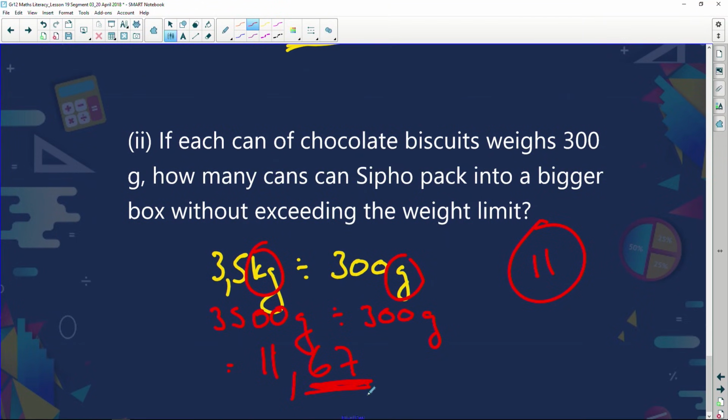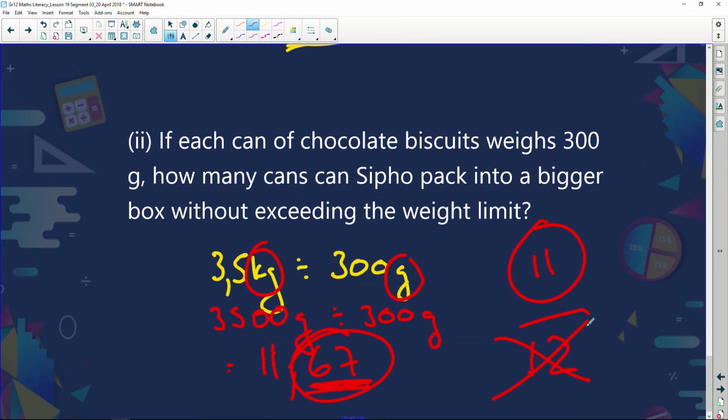I can fit 11 boxes into my big box, or 11 cans into my big box. I cannot fit 12. Why? Because even though 11,67 is closer to 12, guys, I can't fit 12. I can only fit a maximum of 11,67. In other words, 11 and 2/3 of a tin. But you can't put 2/3 into a box. The guys will get upset if they open their box and there's a can that's been cut into 2/3. All right, so no 12, got to be 11.